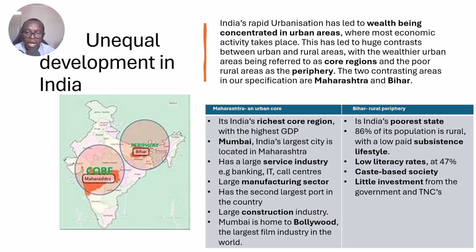So India's rapid urbanization has led to wealth being concentrated in urban areas where most of the economic activity is taking place. And this has led to huge contrasts between urban and rural areas, with the wealthy areas being referred to as the urban cores and the rural areas being referred to as the rural periphery. Now, the two contrasting areas that we'll be discussing today, as you can see on the map, are Maharashtra, which is the urban core, and Bihar, which is the rural periphery.